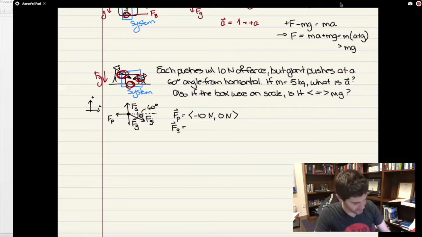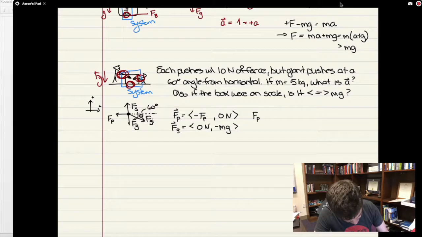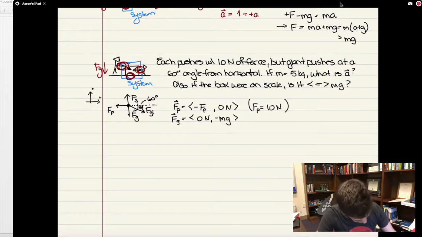The gravitational force only points in the vertical direction, so it's not horizontal. And then it's minus mg in the vertical direction. I should give a value for 10 newtons, so I don't have to have a bunch of tens. Let me get rid of that. And I'll call this Fp for F push, which is 10 newtons. Again, I prefer symbols rather than numbers until the very end.